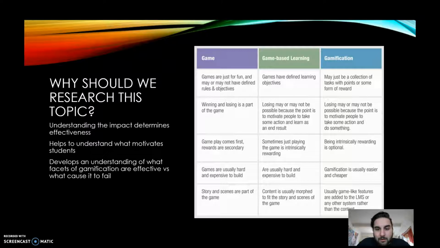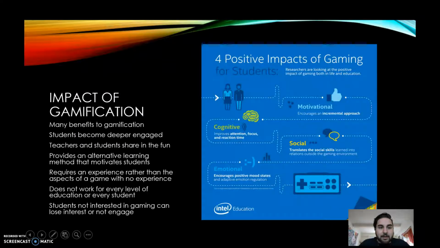Now, one of the main things that is important to understand is that there are several impacts of gamification. While many of these impacts are genuinely positive, as in they motivate students, they provide a social aspect that allows students to work together and help each other to achieve goals, and it creates an environment that fosters learning and engagement while also making it exciting and fun. However, there are some negative impacts.